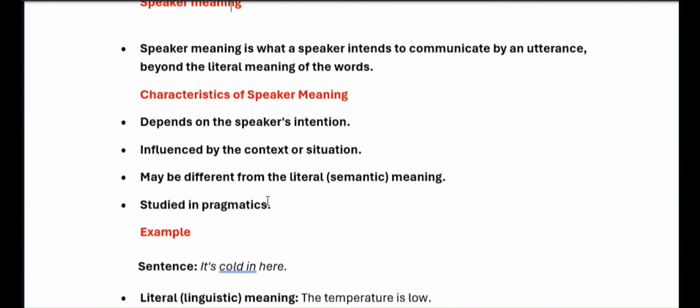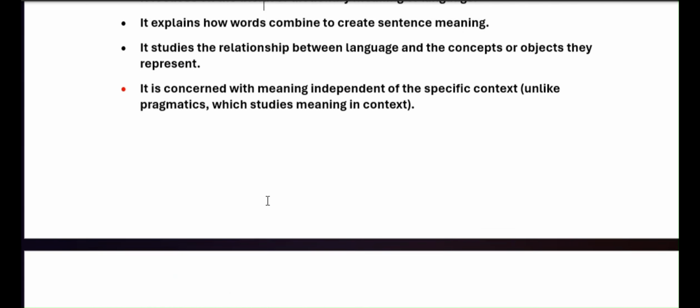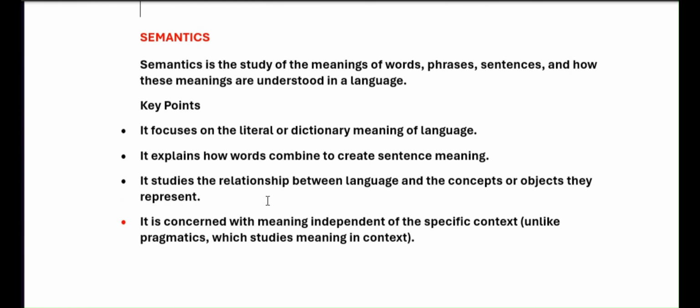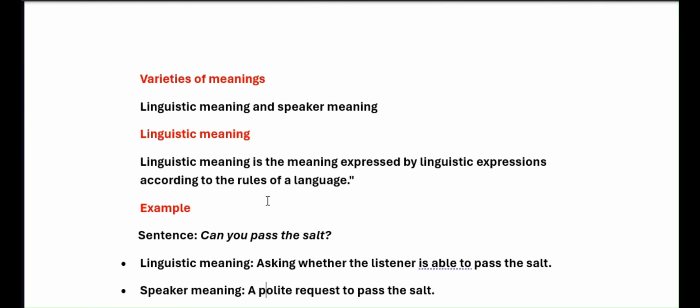Let's summarize what we studied today. So what is semantics? Semantics is the study of the literal or dictionary meaning of words. We do not consider context here, nor situation or intention of the speaker. It is different from pragmatics where we consider the context. There are different varieties of meaning. First is linguistic meaning and other is speaker meaning. In linguistic meaning, we do not consider context, we just consider the literal meaning of the words.